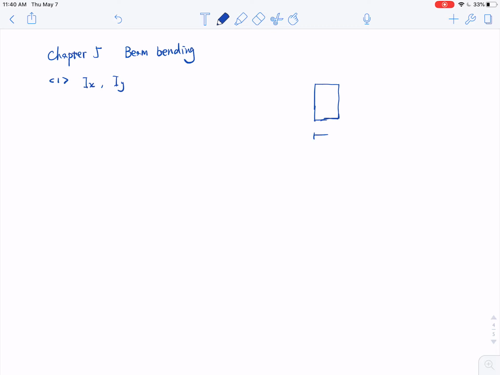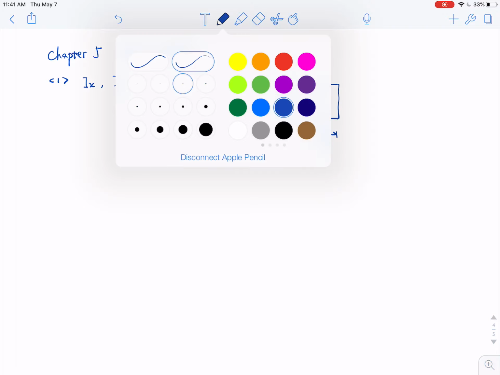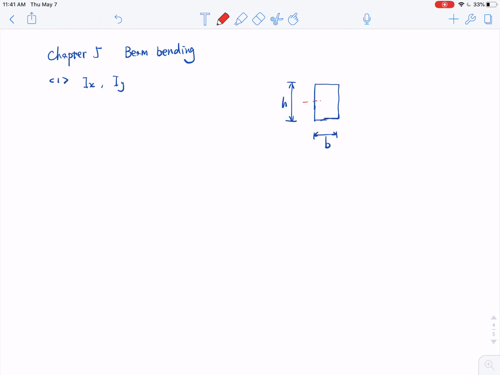you have B here, and you have H here, and this is our x-axis and the y-axis. Okay, so what is Ix? It's the moment of inertia about x-axis. What is Ix? Ix should be what? B h cubed over 12.